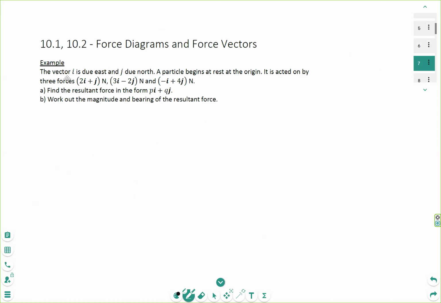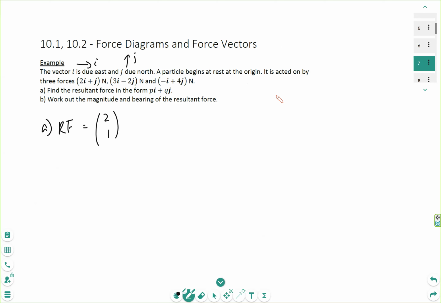Okay, so example, one more. Vector i is due east. We know that i is due east means that way. j is due north. That's always the case. A particle begins at rest at the origin, is acted on by three forces, again vectors. Find the resultant force. So to find the resultant force of vectors, we simply add them together.